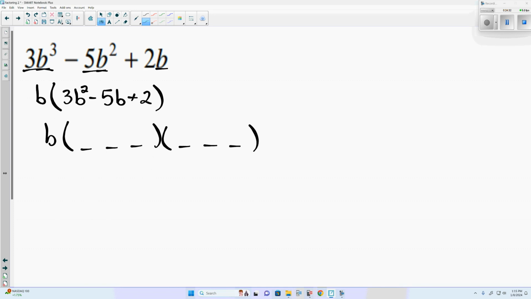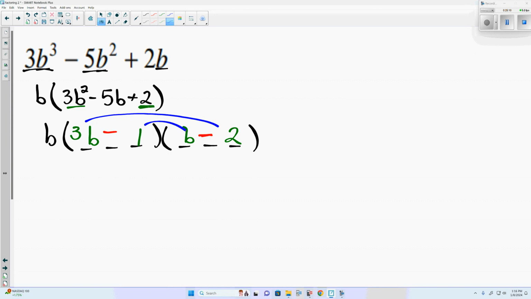So we do our 2 sets of parentheses with 3 spaces. Here, since the third term is positive, our signs are the same and match the sign of the middle term, which would be negative and negative. Factors of the first and third term: factors of 3b squared, we would have b and b, and then 3 and 1, because those are the only factors of 3 and b squared. Our factors of the third term, factors of 2, 1 and 2, are the only factors of 2.